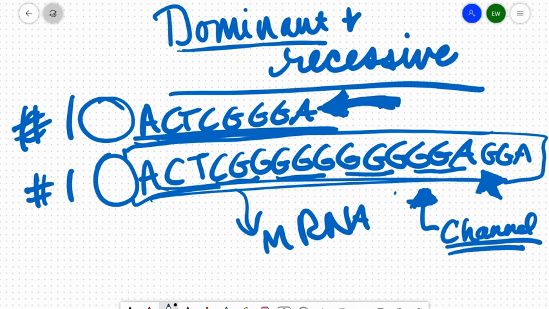Dominant and recessive doesn't mean that the body chooses which one to code. It means that the expression of the gene, it's really talking about the expression of the gene. If you only need one to see the effects, then that's a dominant gene. If you need both to see the effects, then that's a recessive gene.